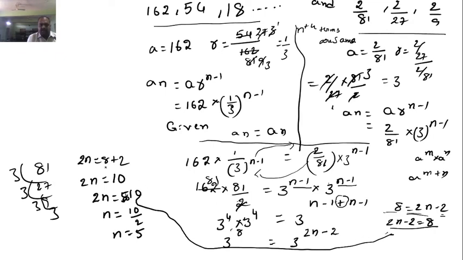Here, I completed. 2n is equal to 8, minus 2 will become plus 2. 2n is equal to 10, n is equal to 10 by 2, n is equal to 5. So, fifth terms of these two series are equal. If you have any doubt, you check. So that means nth term of this series and nth term of the second series should both be same. Okay.